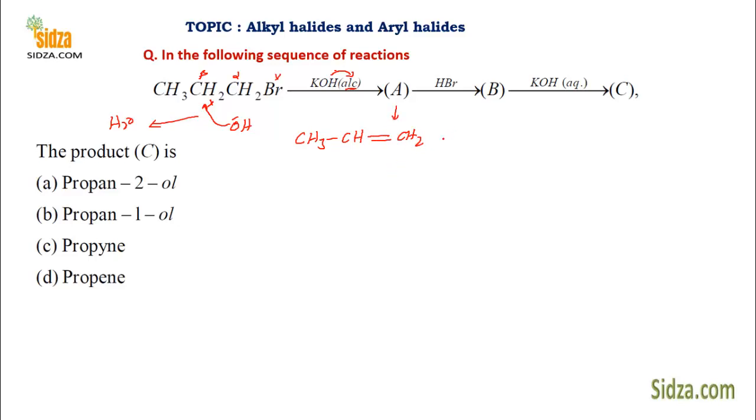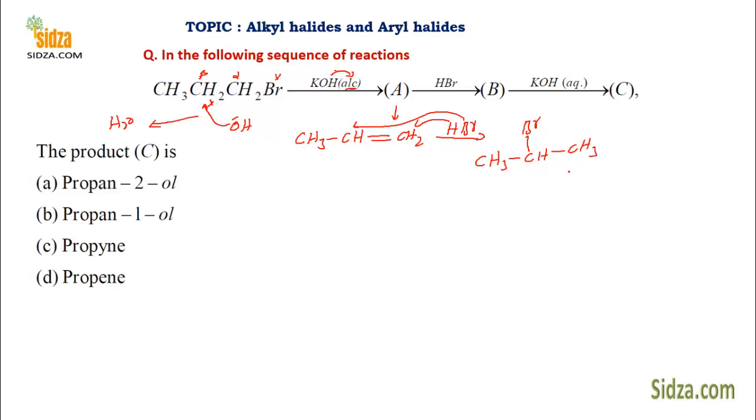Now when you react with the HBr again, this A, you react with the HBr. Now what will happen? Addition reaction will occur. By Markovnikov's rule, the hydrogen will be here and the bromine will be over here. So then what you get? The B product will be CH3 CHBr here, and this is the CH3.